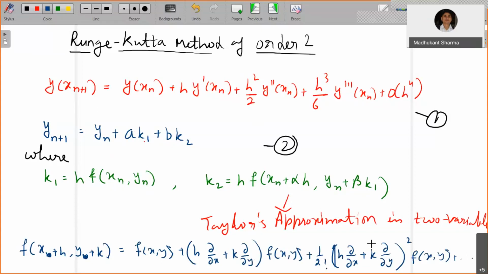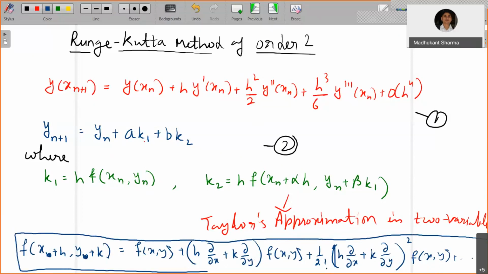Note that these are operators. Square means they are operating on f two times. If you open it up, you will get the Taylor's approximation. Maybe you have learned it in the same fashion in your calculus classes, or you can use your own notation from your notes and replace the terms here accordingly.